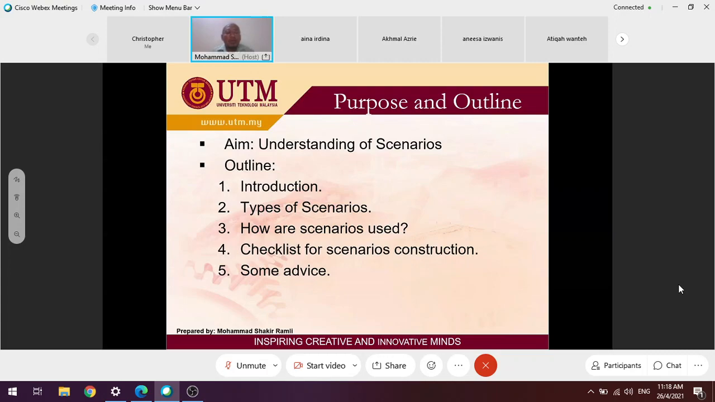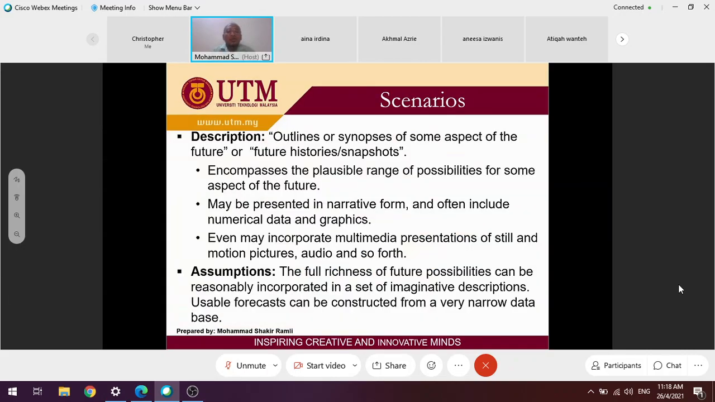Okay. This is the outline of today's lecture, and also inshallah, if we do not finish, we continue on Wednesday. Introduction, types of scenario, how scenarios are used, checklist for scenario construction, and some advice for scenario building or construction. Okay, what is meant by scenario?